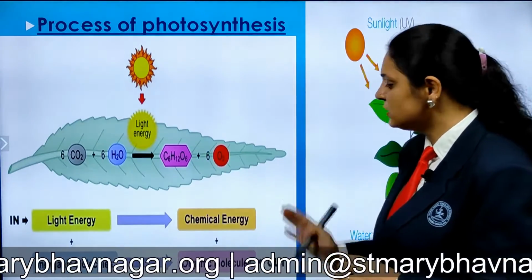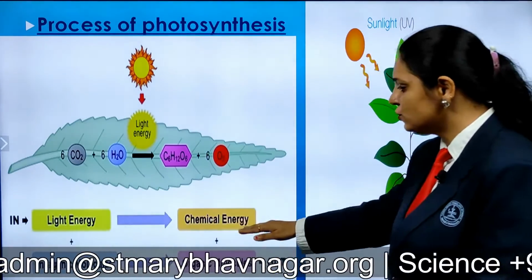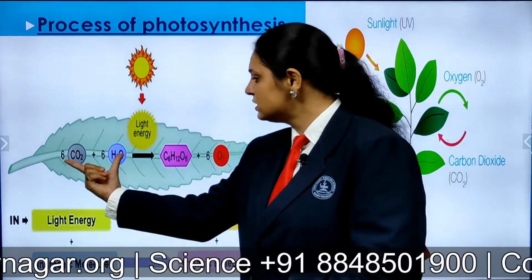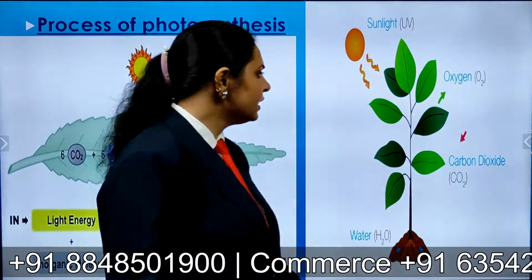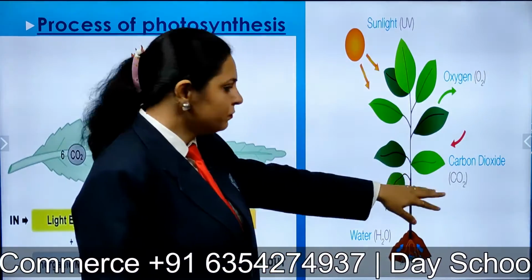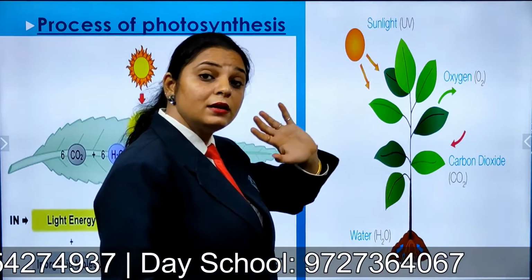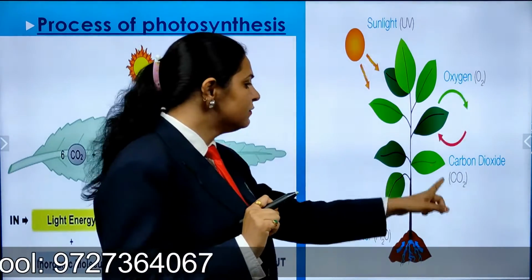Okay, and the oxygen is released. So you can say that light energy is converted into chemical energy, and here these are the inorganic molecules, and these are the organic molecules. Here you can see how it occurs. Water is being absorbed, carbon dioxide is being absorbed from the air, and where is the site of all this? That is occurring in the leaves only.